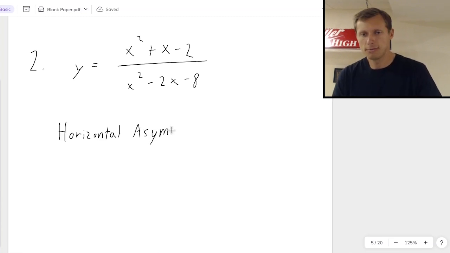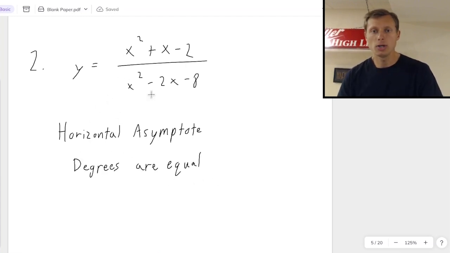So first, I'll find the horizontal asymptote. In this case, the degrees are equal, x squared and x squared. If you remember, when the degrees are equal, I just look at the leading coefficients, which is the invisible 1 in front of the x squared for both of these.